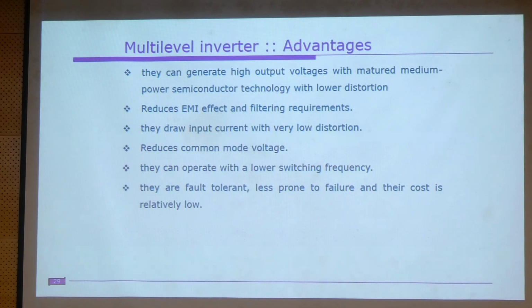So why are we going for the multi-level inverter? The answer is for high power, medium voltage applications. We can use matured medium power semiconductor devices like 1.2 kV or 2.3 kV devices, which are sufficient. No need to go for the 15 kV or 6.5 kV devices, which are very costly. If you compare the cost of 3.3 kV devices with a 6.5 kV device, usually the 6.5 kV device will be much more costly.